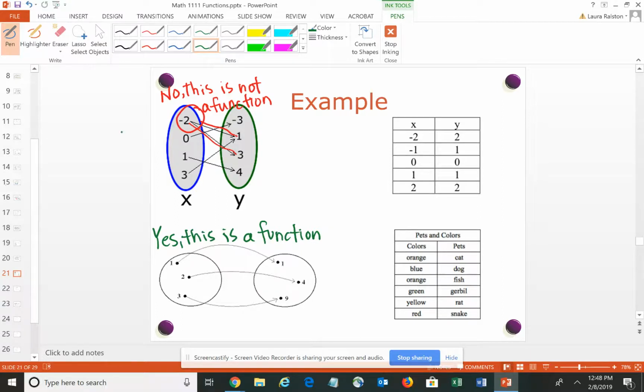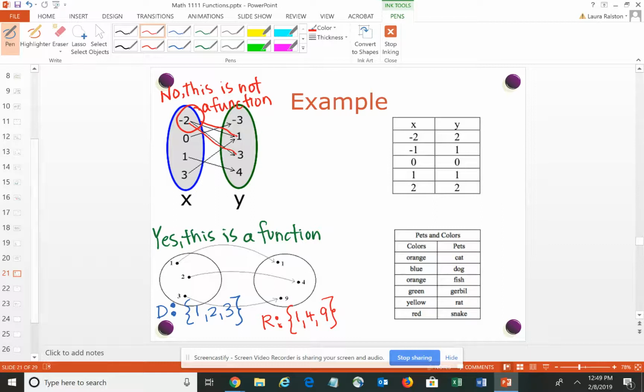Since it's a function, I want to identify the domain and the range. Remember, the domain is your inputs, and it's just a list of numbers. So I'm going to put a little brace, the little squiggly line, and I would list them 1, 2, 3. We generally list them low to high and separate them by commas. The range would be the values in the right oval. Again, it's just a list. So I'll put my brace. I have 1, 4, and 9. And again, we normally put those in order from low to high.